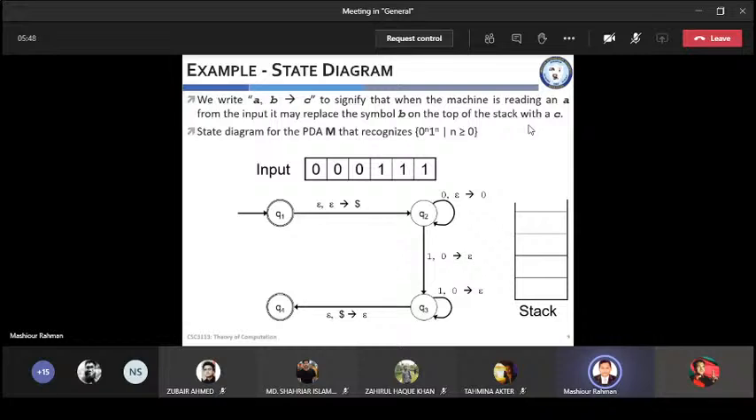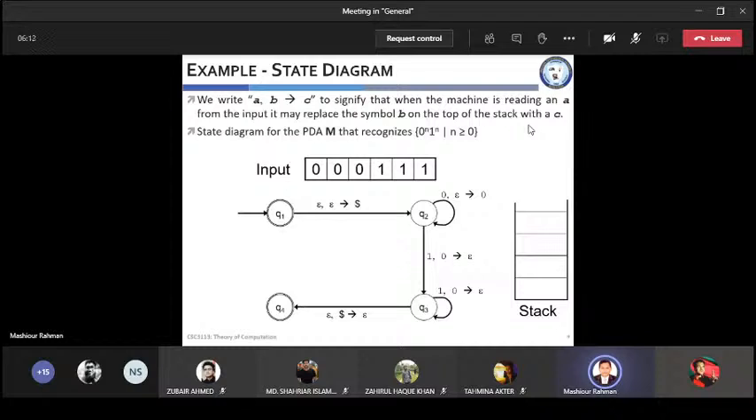Now over here we are looking into the state diagram for this language 0 to the power n, 1 to the power n, where n is greater than or equal to 0. And I have an example here to show you the state diagram. The example has got 3 zeros and 3 ones. So obviously this is supposed to be accepted by the PDA.